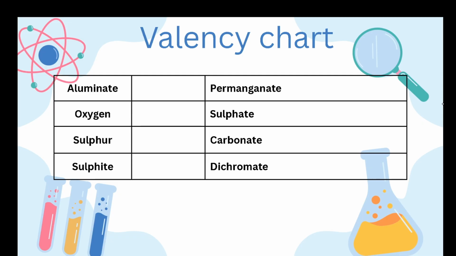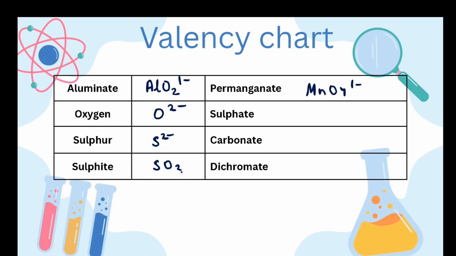Okay, then we have aluminate. Aluminate is AlO2 having a valency of 1 minus. Permanganate will be MnO4, 1 minus. Oxygen or oxide will be 2 minus. Sulfur, or we also call it as sulfide, IDE. Sulfide will be S2 minus.